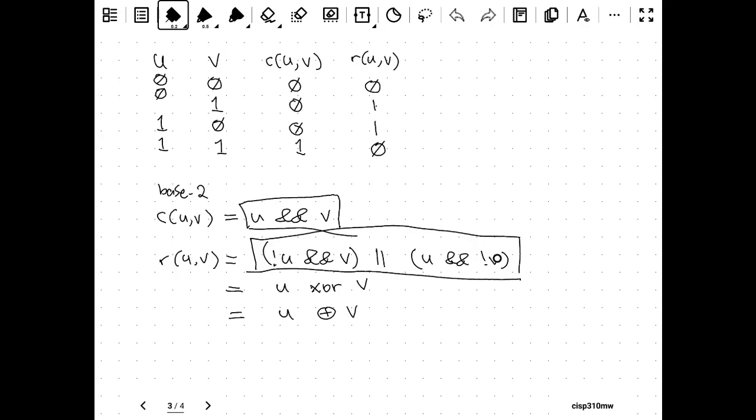Exclusive or can also be expanded like this, which will also give you a false when U and V are both true. Because when U is true, not U is going to be false. This conjunction will give you false. And if V is also true, then not V is going to be false. So this conjunction would also give you false. Then you end up with false or false, which is false, which explains this false over here.